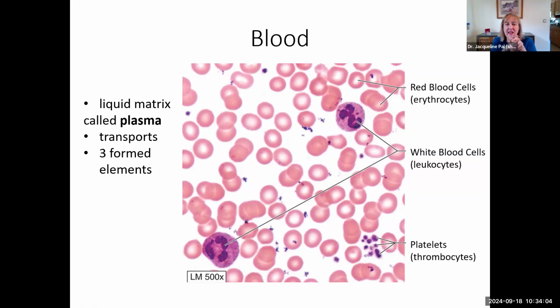And so blood is carrying oxygen to the tissues, it's carrying carbon dioxide away from the tissues because it's a waste product we're going to exhale in our lungs.